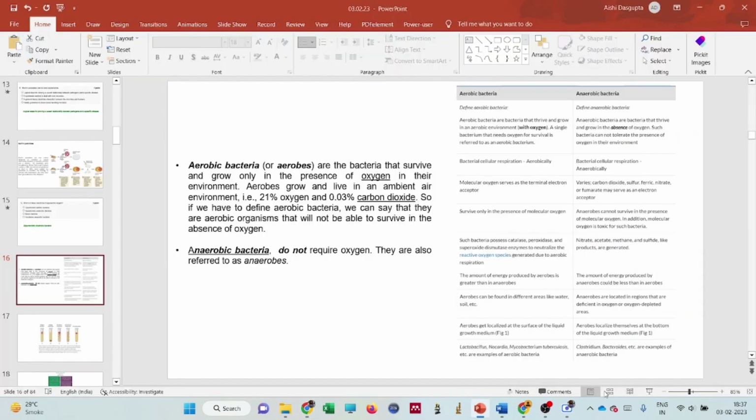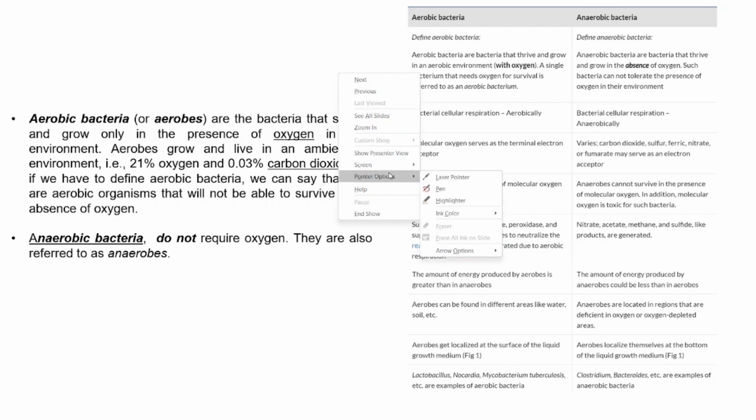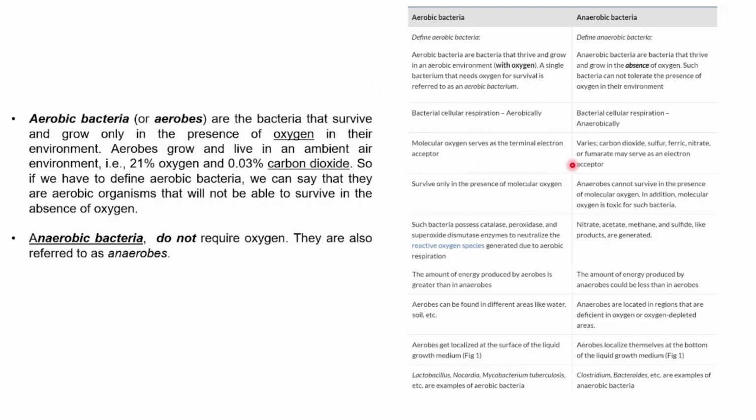Aerobic bacteria cannot survive in the absence of oxygen, and anaerobic bacteria do not require oxygen at all. So they are also referred to as anaerobes. Here I have tried to provide the differences between these two types of bacteria. Aerobic bacteria thrive and grow with oxygen, while anaerobic bacteria can thrive and grow in the absence of oxygen. Such bacteria cannot tolerate the presence of oxygen in their environment. The cellular respiration in aerobic bacteria will be aerobic, obviously, and for the anaerobic ones, it will be anaerobic. So these are some of the differences.